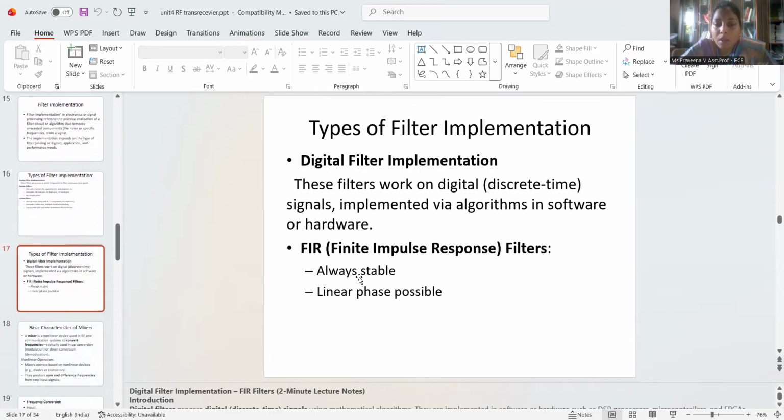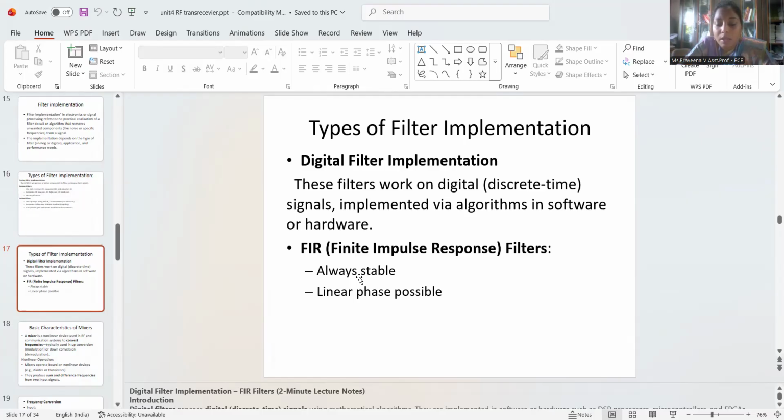And next is types of filter implementation. That is a digital filter. A digital filter processes discrete time signals using a mathematical algorithm. They are implemented in software or hardware such as DSP processors, microcontrollers, and FPGA. Then FIR, which is the finite impulse response. This filter is a digital filter whose output depends only on the current and previous input samples. It does not use feedback. FIR doesn't need feedback.